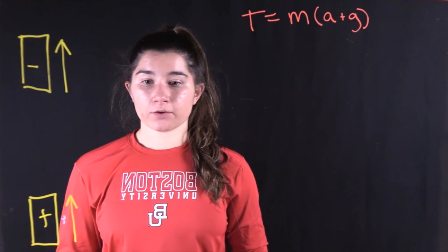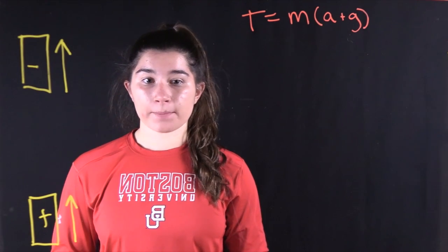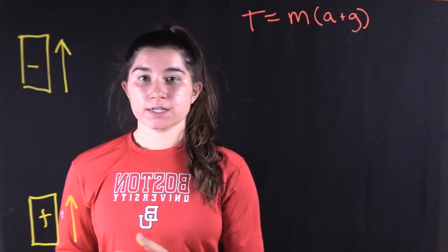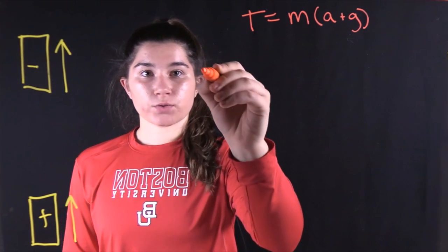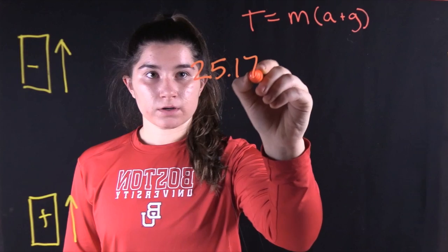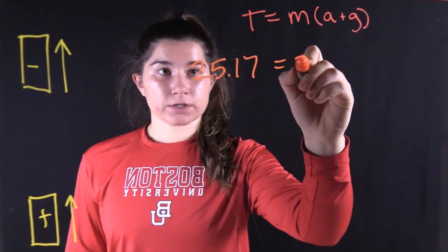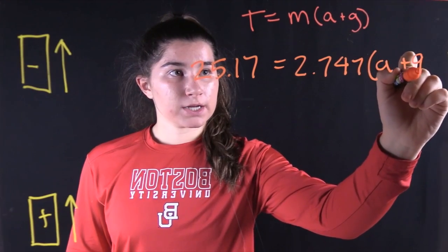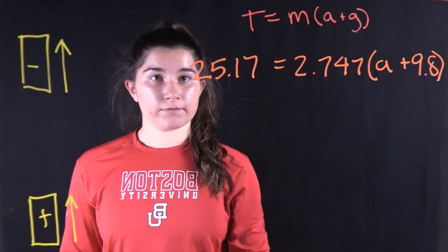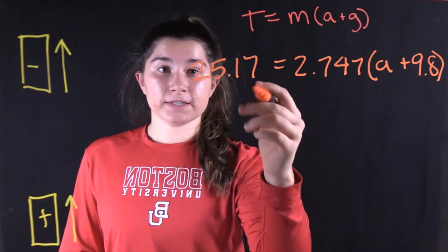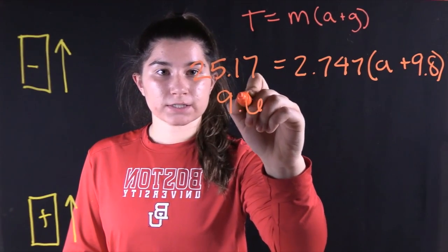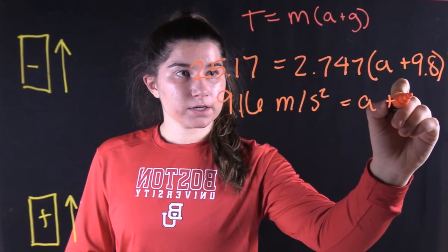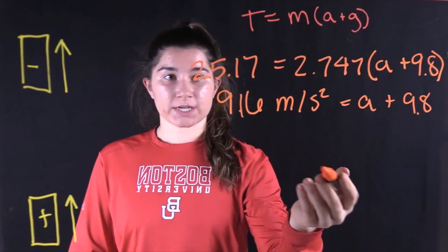Now to solve for the acceleration as it slows down and comes to a stop while it's still moving in the positive direction. We again took the mass of the object times the acceleration of gravity to get 25.17 newtons equal to the mass of the object, which again is 2.747, times the acceleration plus 9.8, which is the acceleration of gravity. If you divide these two out, you get 9.16 meters per second squared equals A plus 9.8, which again is in meters per second squared.